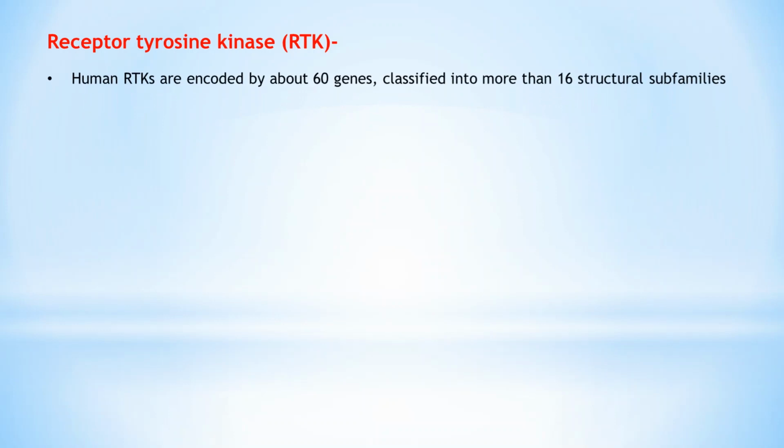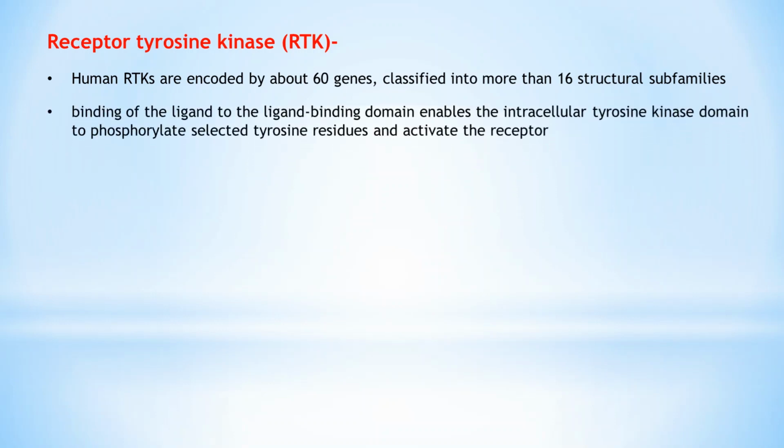At first, we will understand the receptor tyrosine kinase or RTK in detail, and then we will learn about the MAP kinase signaling pathway. So, the human RTKs are encoded by about 60 genes. These receptors can be classified into more than 16 structural subfamilies. In all cases, the binding of the signal protein to the ligand binding domain on the outside of the cell membrane enables the intracellular tyrosine kinase domain of the receptor to phosphorylate selected tyrosine side chains.